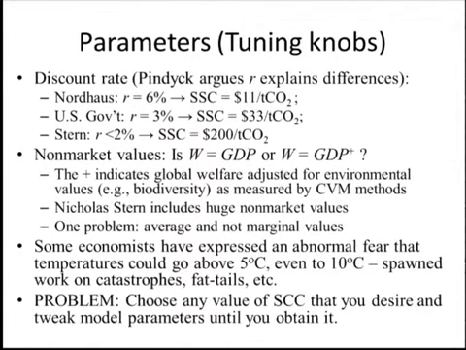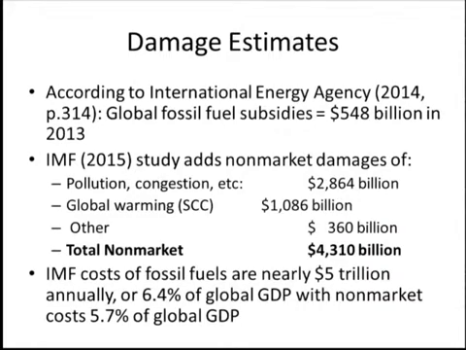Now, to give you some idea of the non-market values, you'll notice here, this is a recent International Monetary Fund study. According to the International Energy Agency, total subsidies to fossil fuels in 2013 amounted to $548 billion. That's basically the difference between the price at the pump that they should be paying and what they are paying. And that's occurring mainly in countries which are oil producing and countries like Egypt and so on. But then the IMF says, well, let's put these environmental damages on, and they calculate these pollution, congestion damages and all that kind of stuff, including traffic accidents, and they come up with $2.8 trillion.